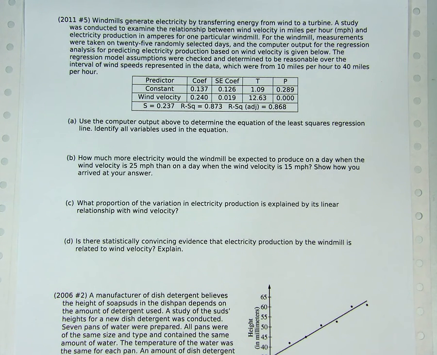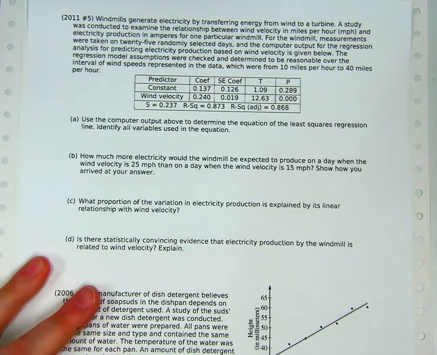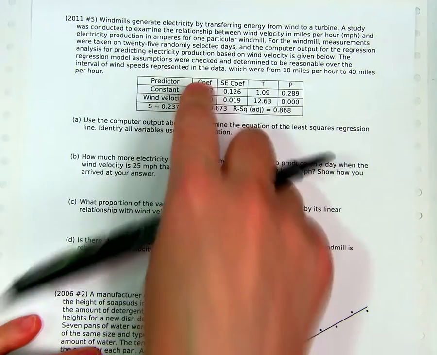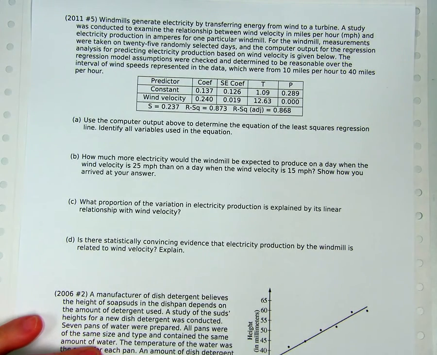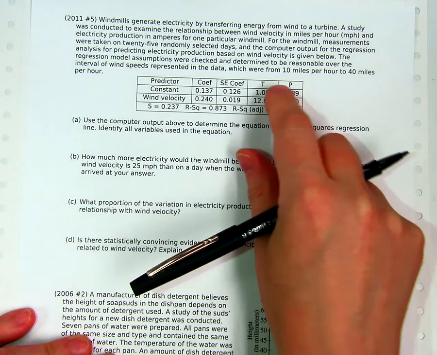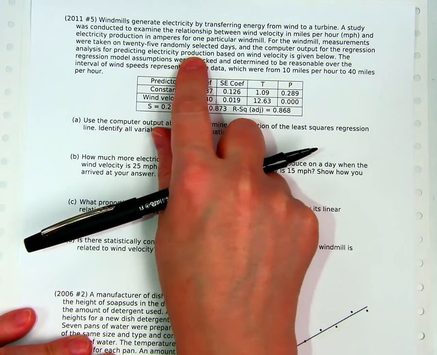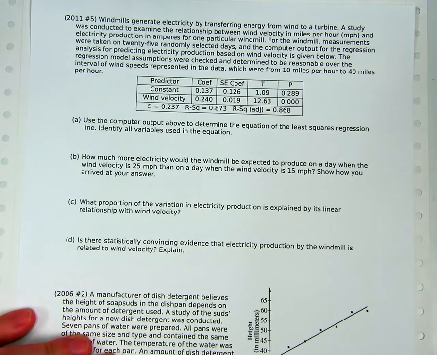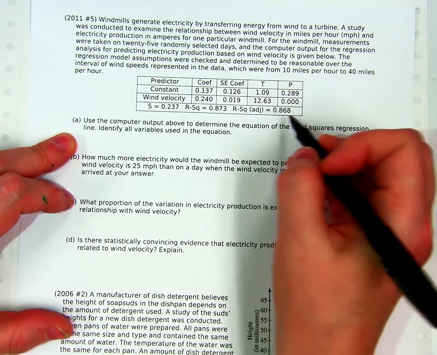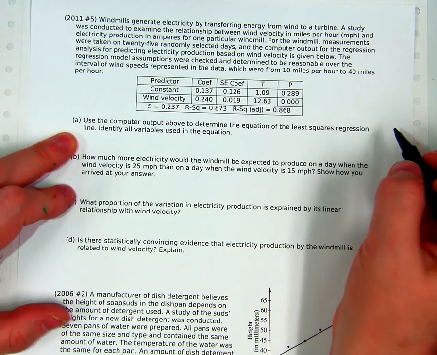So here's one of the problems from chapter 12, from 2011, number 5. It's about windmills, and they give you all this information up here about what this study was about. It's about wind velocity and, what is it? Electricity production. That's the Y variable.